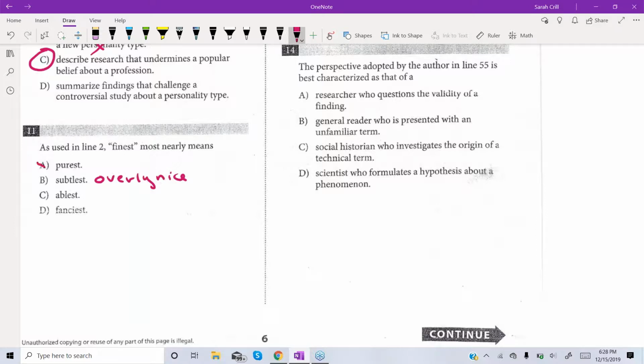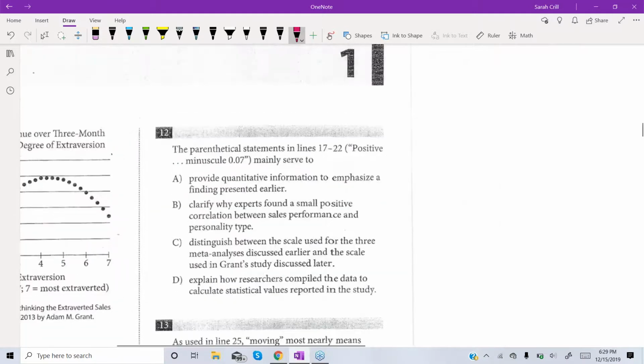So these type of salespeople, they're trying to imply that these salespeople are good at their jobs. So they're not necessarily the purest. They're not necessarily overly nice or underwhelming, and they're not necessarily fancy. So C is the best answer choice, where ableist means capable of. So that's definitely where your vocab comes in handy when you have words such as these that you're not really familiar with, that you can memorize, and hopefully if they come up, then you'll have a better idea of how to answer these questions. All right, let's do number 12.